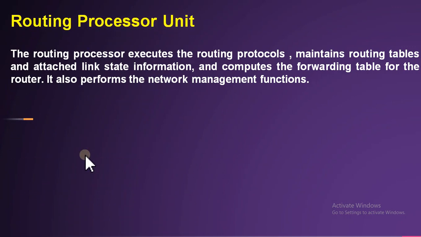The next one is the routing processor unit. The routing processor unit executes the routing protocols, maintains the routing tables and attached link state information, and computes the forwarding table for the router. It also performs the network management functions. Often, whenever the forwarding table is updated, it is going to provide this forwarding table to the input ports, the network layer functionality of the input port, and these copies of the updated forwarding table are called shadow copies.